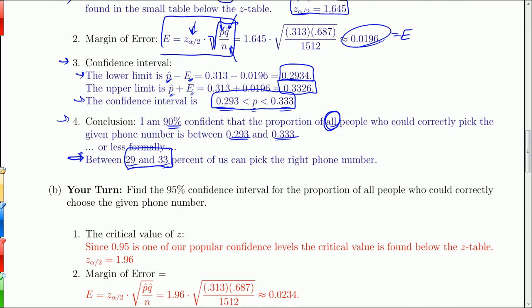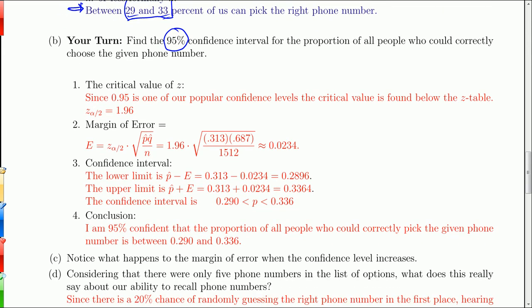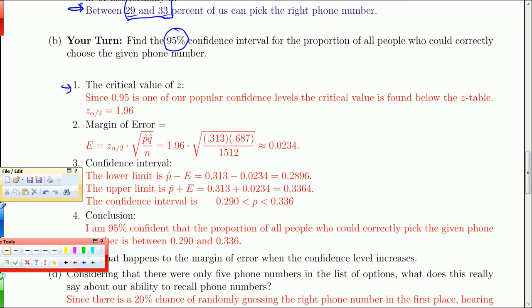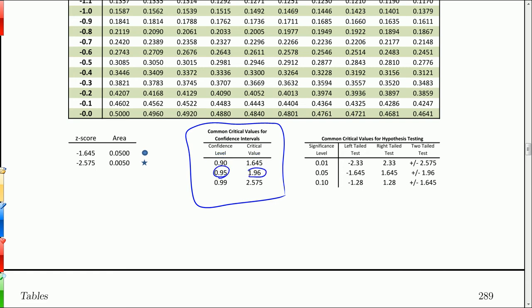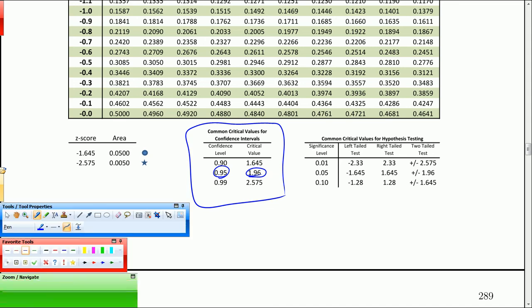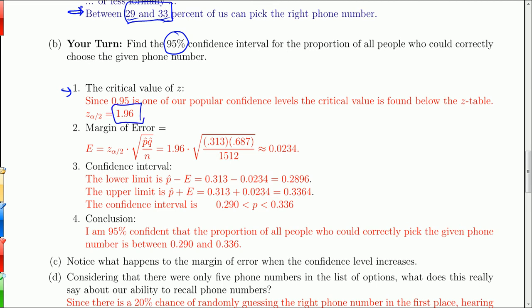All right, for the your turn problem, it is the same problem, only I'm asking for the 95% confidence interval. Right? So we start off with the critical value of z. Again, that's one of our popular critical values. So when you go to the z table and look down here, 0.95, critical value is 1.96. Right? Easy. 1.96. The margin of error comes from this formula. And we have the same p hat and q hat from the previous problem, and the same n. So the only thing that changes is the 1.96, right?